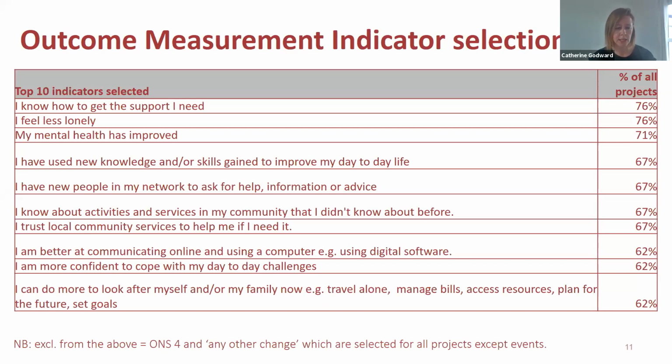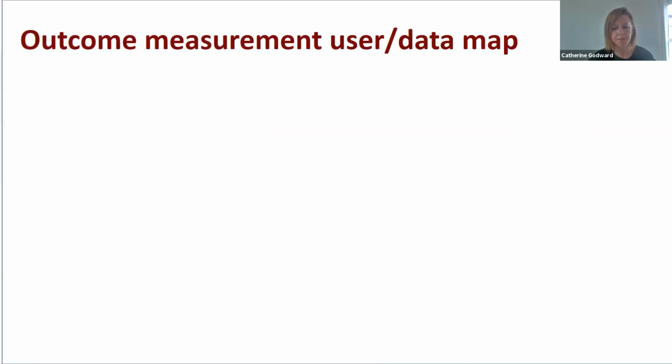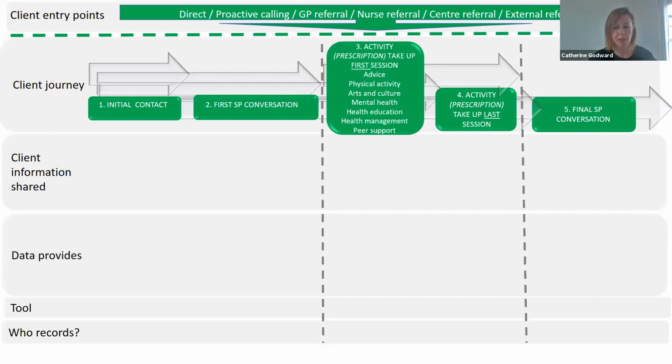Other than ONS4 and anything else, which I've taken out of this table, this shows the top 10 indicators that have been selected out of all the indicators that have been selected. So it's probably no surprise that I know how to get the support I need, I feel less lonely, my mental health has improved, are right at the top 3 indicators selected. So far, new projects are constantly being introduced and delivered at Bromley by Bow. So the result of all this work is a community-informed pre and post survey embedded into existing systems.